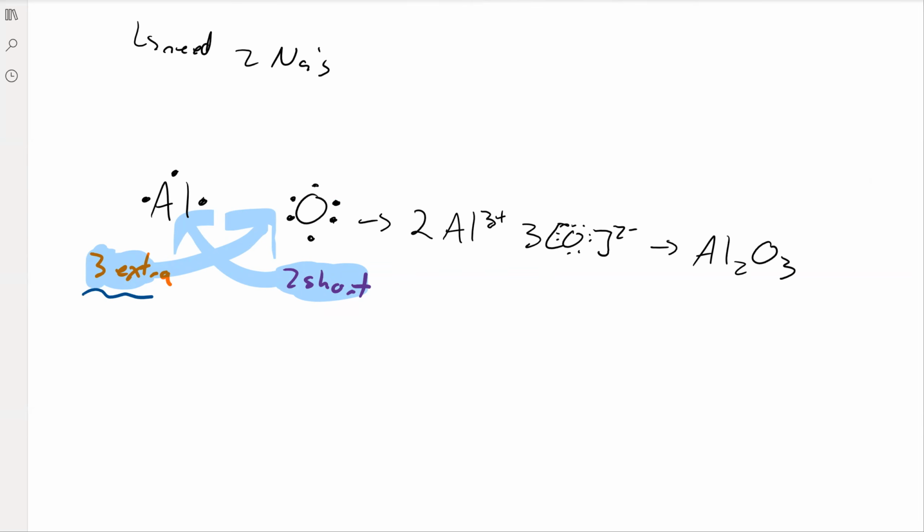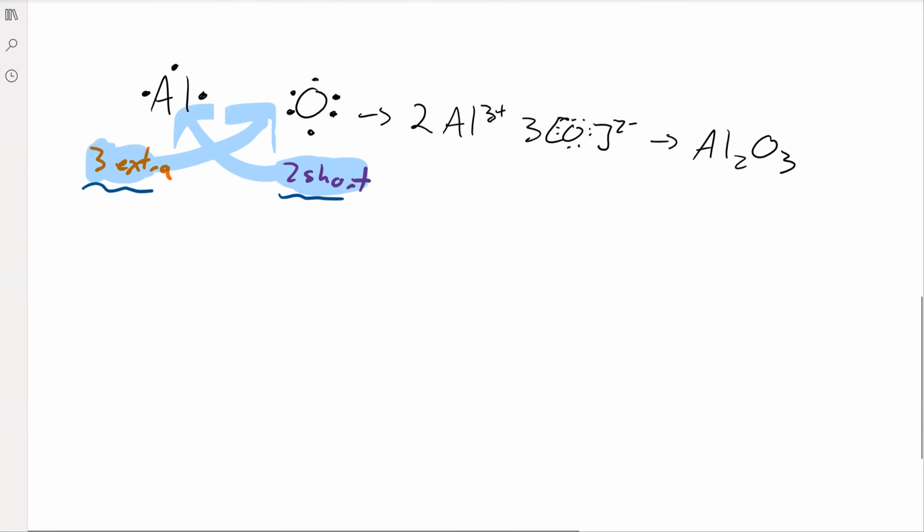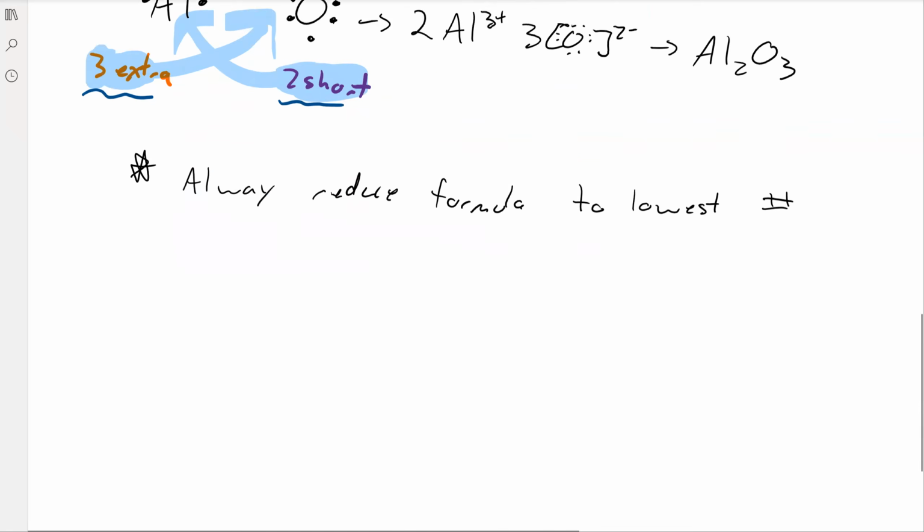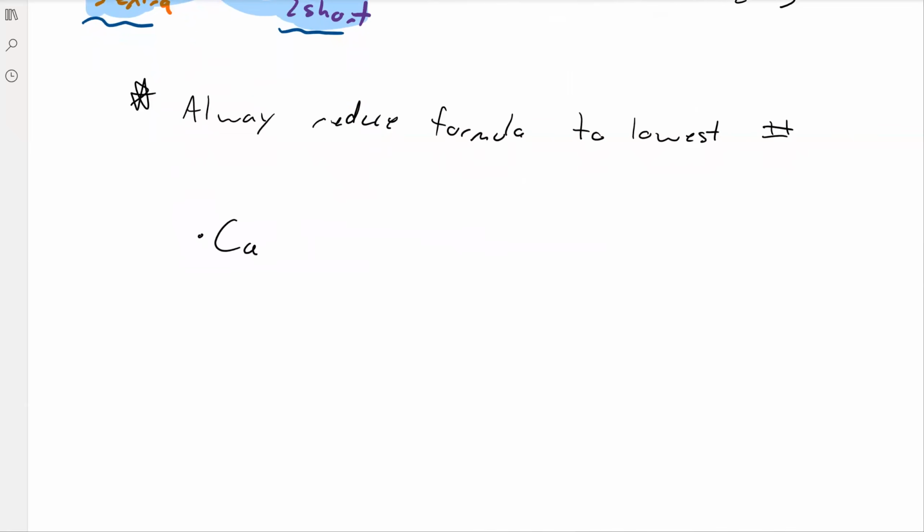So you can do this little quick trick just to figure out the chemical formula for any ionic compound. The only thing that you have to be careful of is you always reduce the formula to the lowest numbers possible. So what do I mean by that? So if you try this trick on calcium and oxygen, right? Calcium has 2 extra, oxygen is 2 short.